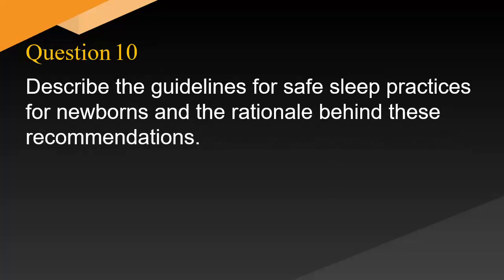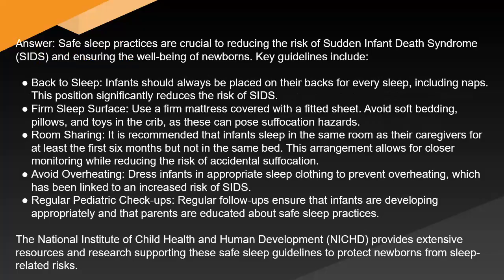and mortality. Describe the guidelines for safe sleep practices for newborns and the rationale behind these recommendations. Answer: safe sleep practices are crucial to reducing the risk of sudden infant death syndrome (SIDS) and ensuring the well-being of newborns. Key guidelines include back to sleep. Infants should always be placed on their backs for every sleep, including naps. This position significantly reduces the risk of SIDS. Firm sleep surface: use a firm mattress covered with a fitted sheet.